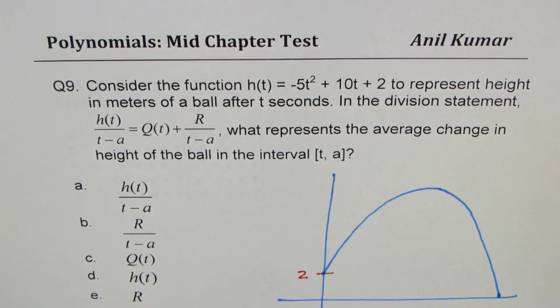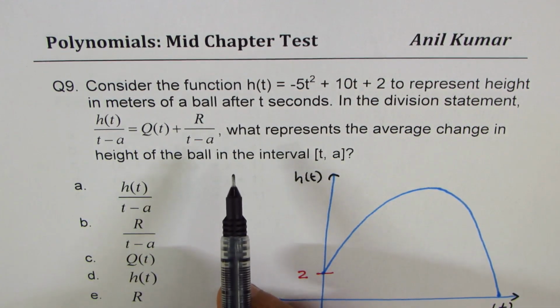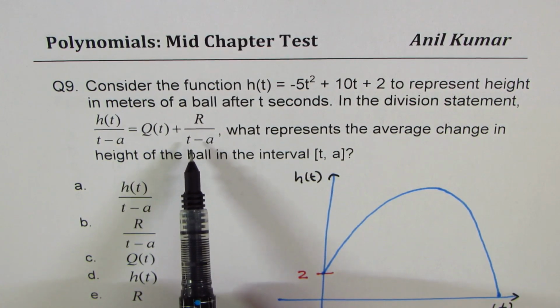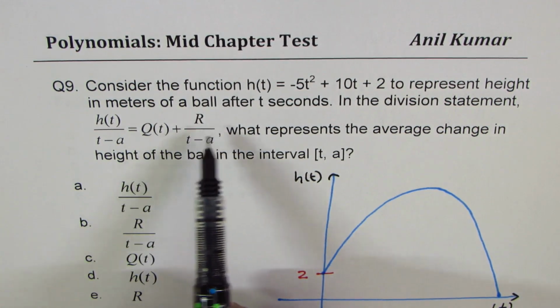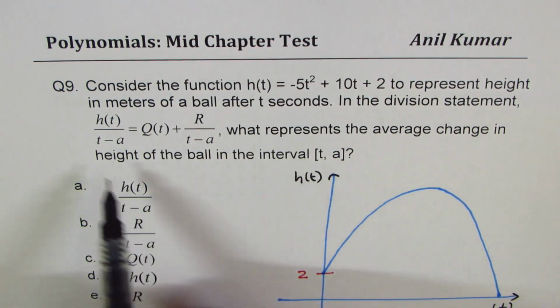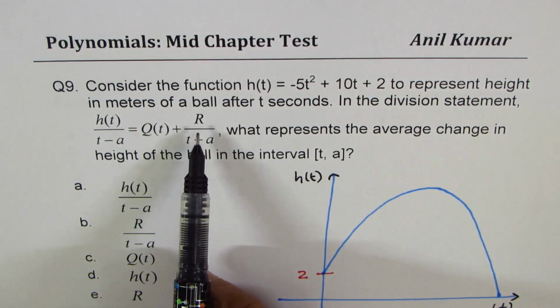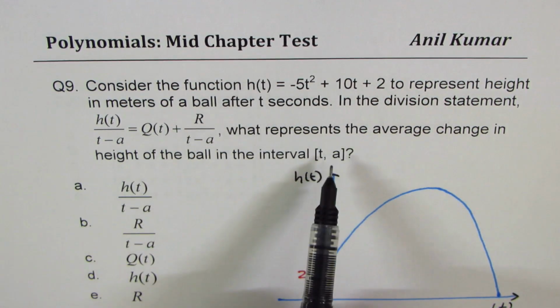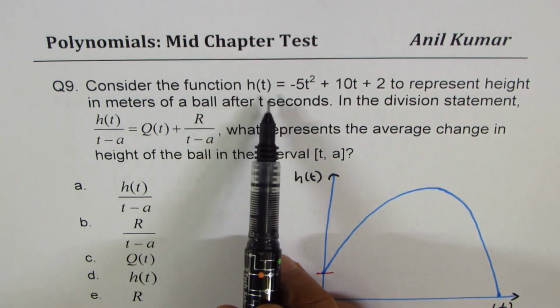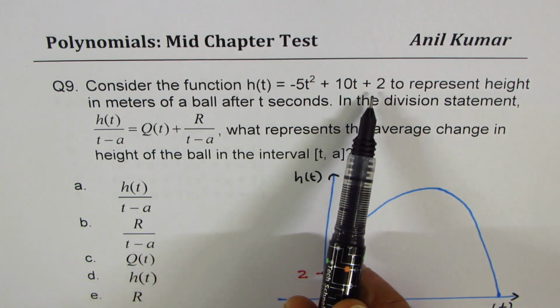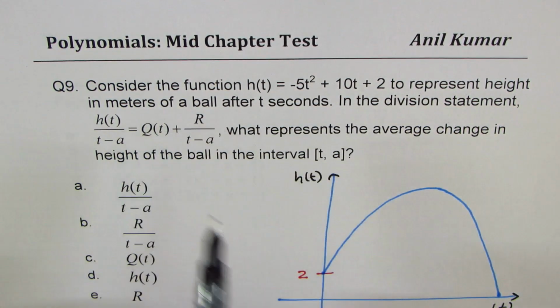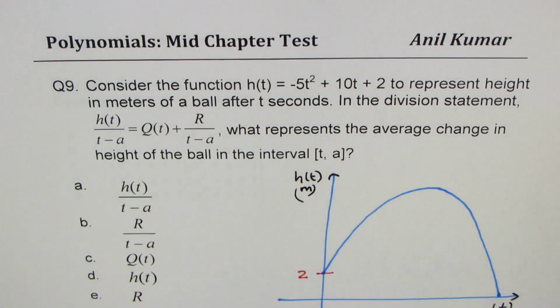Now the whole idea here is to understand how these polynomial equations are related to real life situations. On this side we have height, and that is time for us. Now at any particular time t, what is r? Well, let's read the question once again. Consider the function h(t) = -5t^2 + 10t + 2 to represent height in meters of a ball after t seconds.